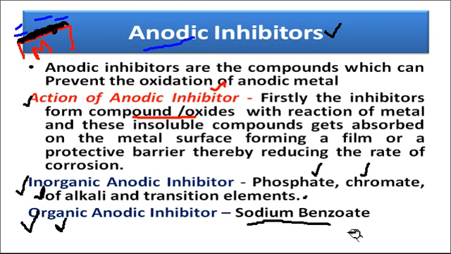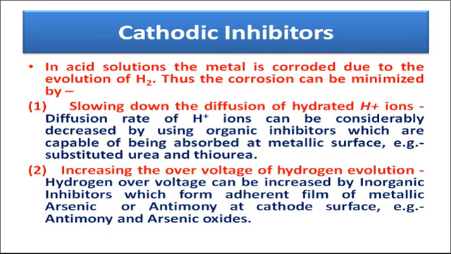Ultimately these chemicals form compounds with the metal surface and form a protective layer onto the metal surface, and hence prevent further corrosion. So these are the anodic inhibitors.